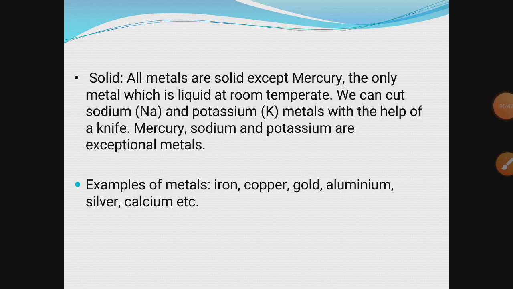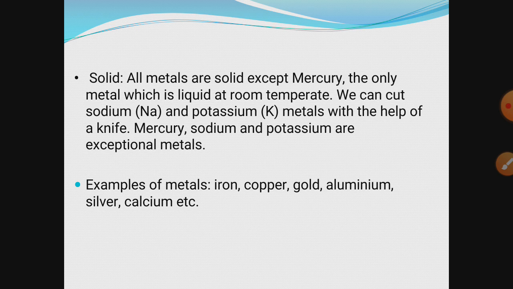Now next physical property is about the state. All metals are solid. They are found in solid state except mercury. The only metal which is liquid at room temperature is mercury, Hg. We can cut sodium and potassium metal with the help of a knife. They are very soft. Mercury, sodium, potassium are the exceptional metals. Otherwise, the metals are very hard, but sodium and potassium, although they are in solid state, are very soft. They can be cut with the knife.